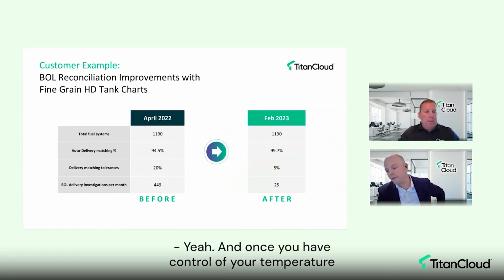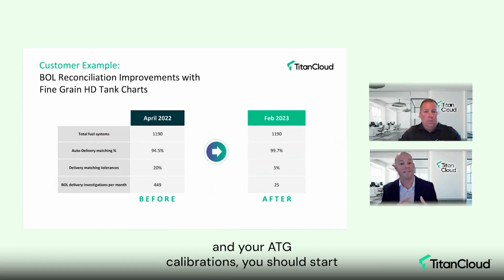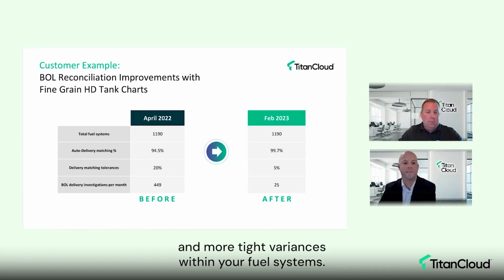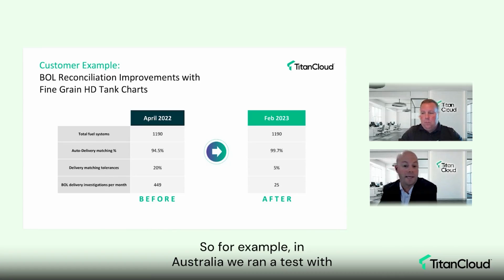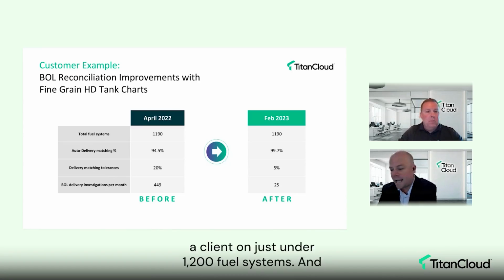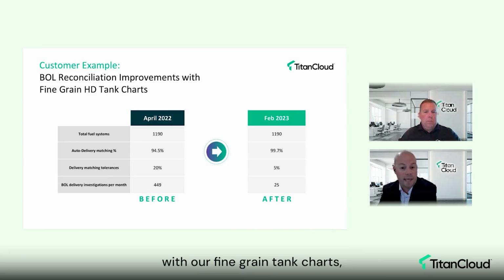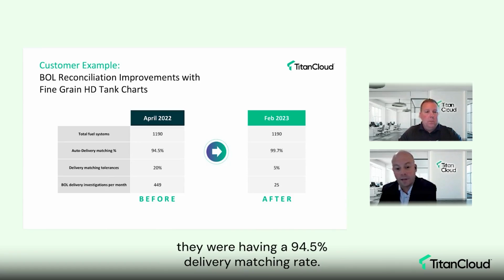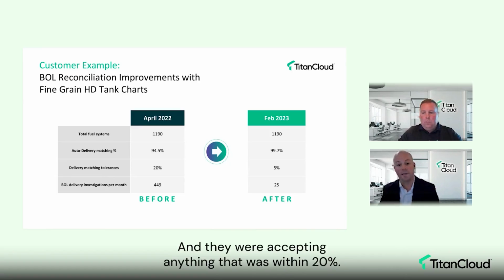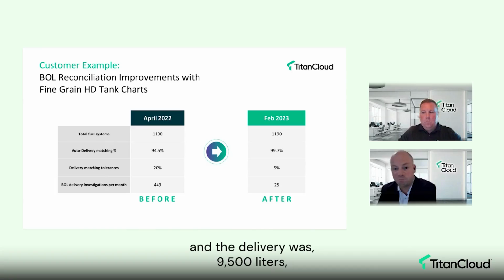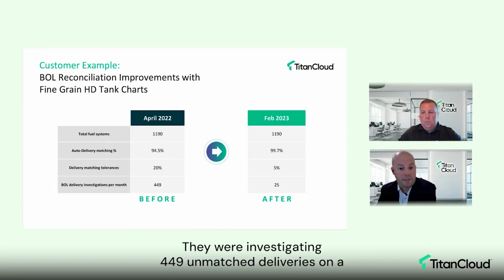Yeah. And once you have control of your temperature and your ATG calibrations, you should start to see better reconciliation and tighter variances within your fuel systems. And one important factor you'll start to see an improvement in is your ability to reconcile deliveries. So, for example, in Australia, we ran a test with a client on just under 1,200 fuel systems. Before we updated their tank charts with our fine grain tank charts, they were having a 94.5% delivery matching rate. They were measuring what the ATG was saying was delivered versus what the BOL was, and they were accepting anything that was within 20%. So if you had a 10,000 litre delivery and the delivery was 9,500 litres, they would accept that delivery. And they were investigating 449 unmatched deliveries on a monthly basis.